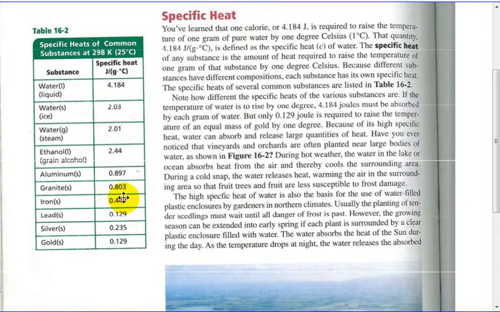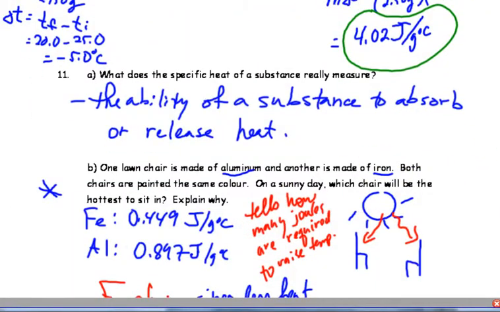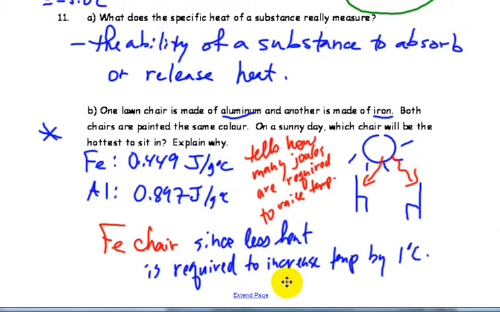So what do these numbers mean? These numbers represent how many joules it takes to raise the temperature of 1 gram by 1 degree C. So the lower the number, the easier it is to raise 1 gram by 1 degree C. So it will be the iron chair because it has a lower specific heat value. Therefore, it's easier to raise 1 gram 1 degree C. It would become much hotter due to that lower specific heat value there.